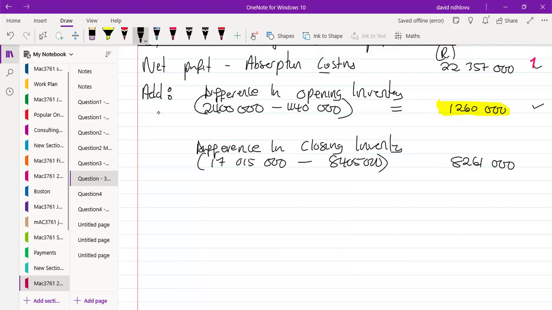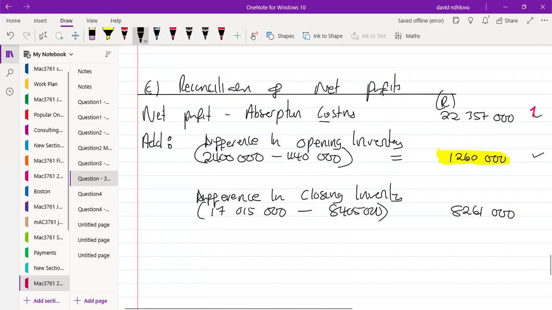The question is, what is the impact of this difference? You have to understand the impact of closing inventory on cost of sales. When calculating cost of sales, we say less closing inventory, which reduces cost of sales. Cost of sales is an expense, and when you reduce an expense, you increase profit. So our profit here has been increased by 8,610,000 compared with variable costing. So if I'm trying to work out the figure for variable costing, I need to deduct that figure.